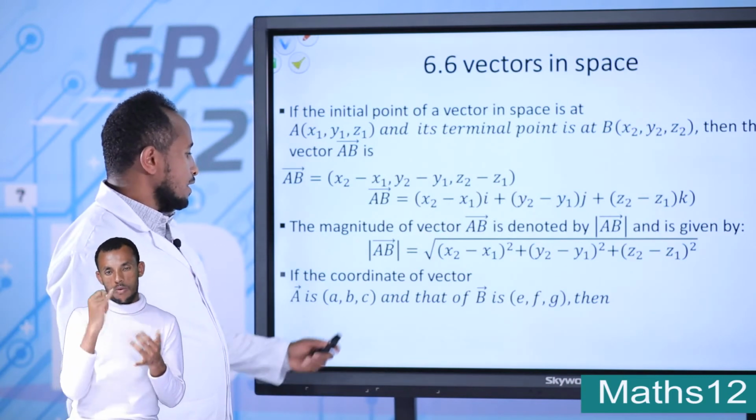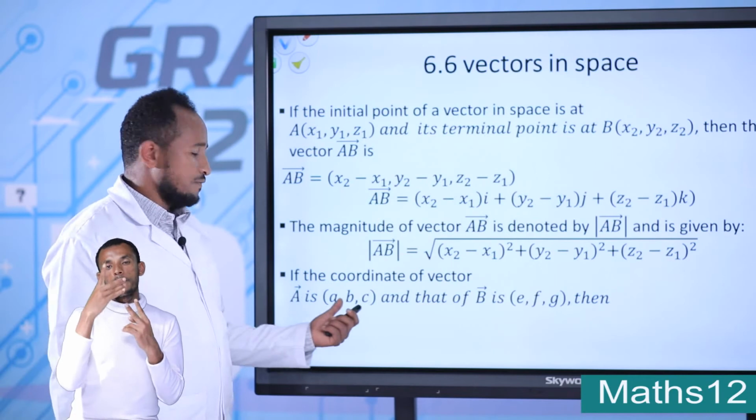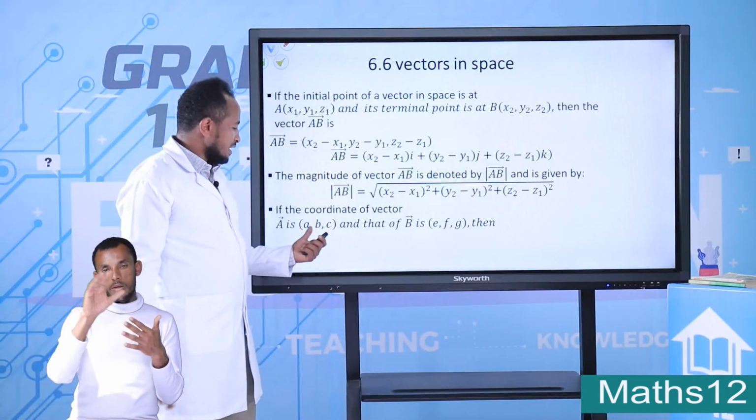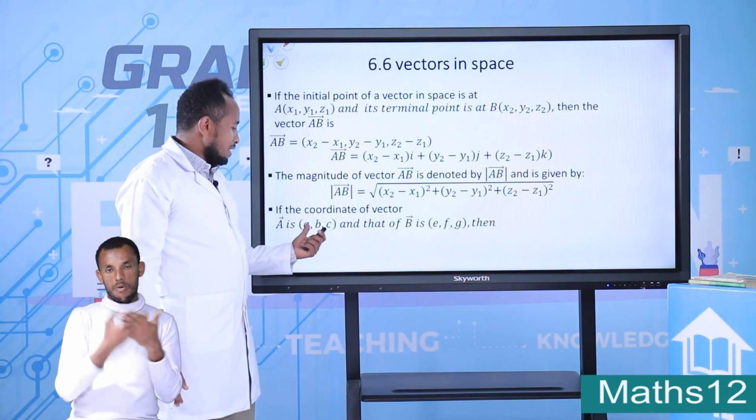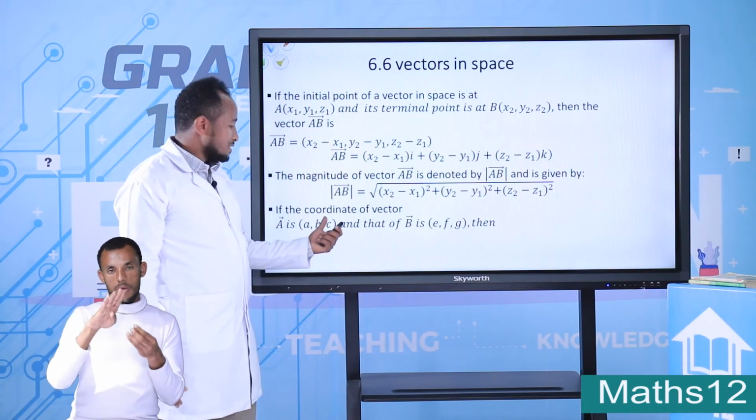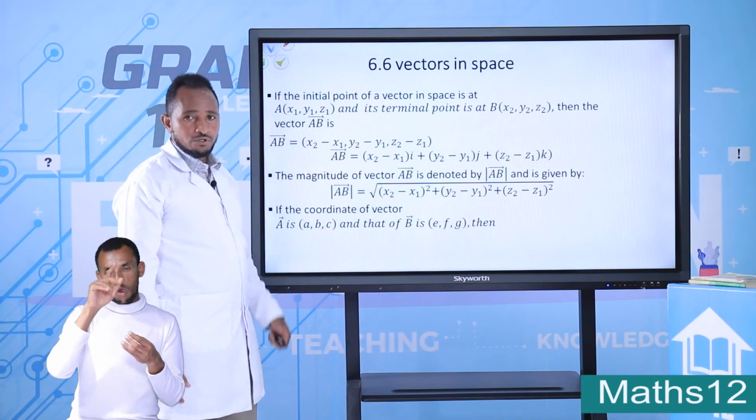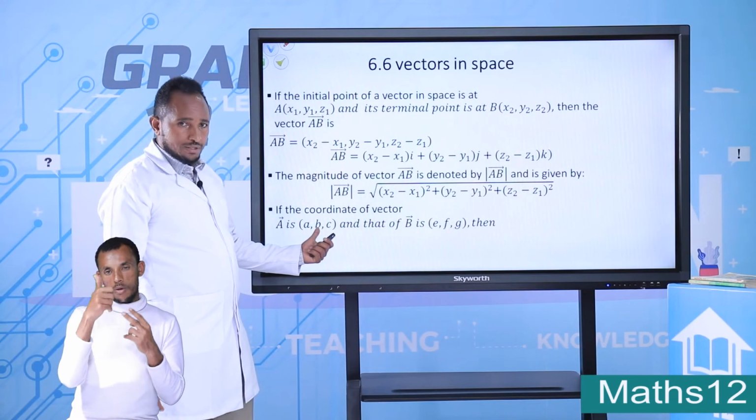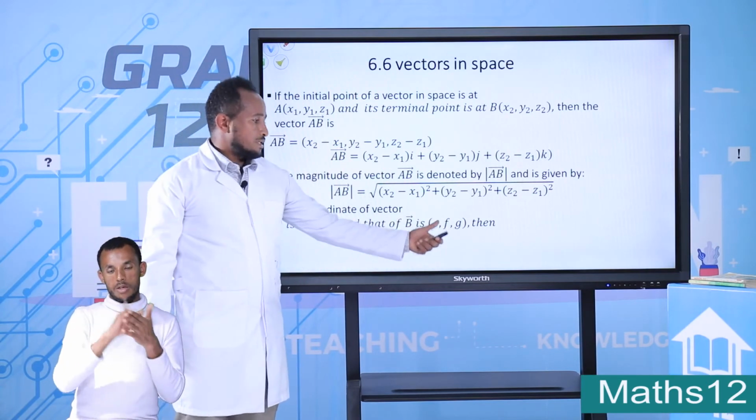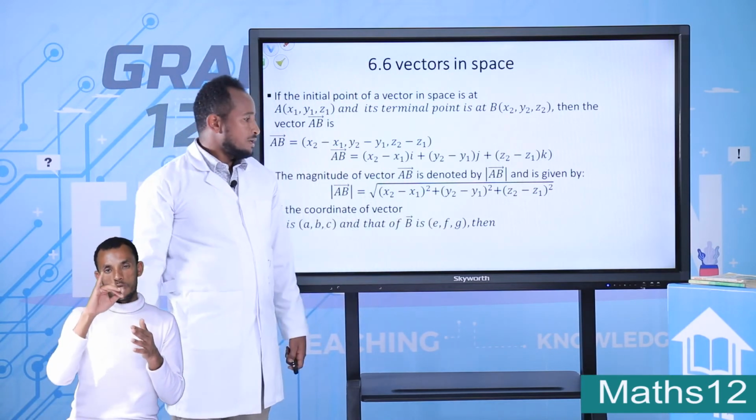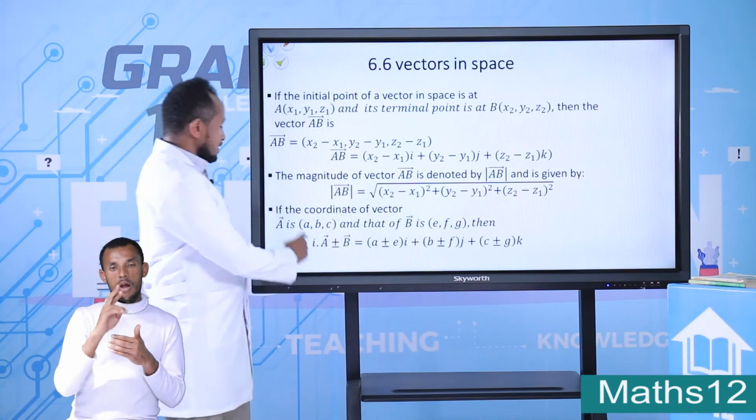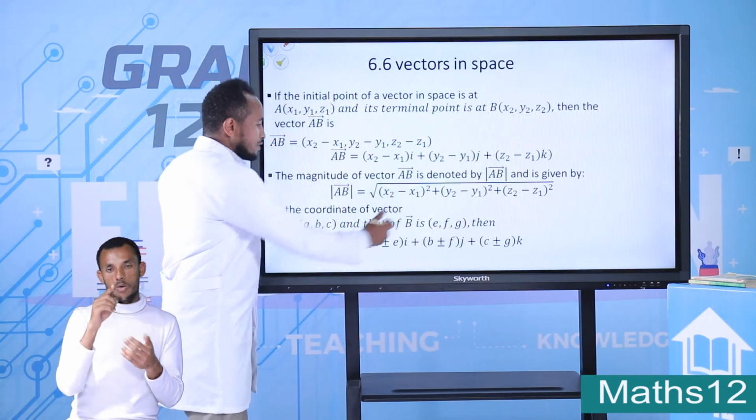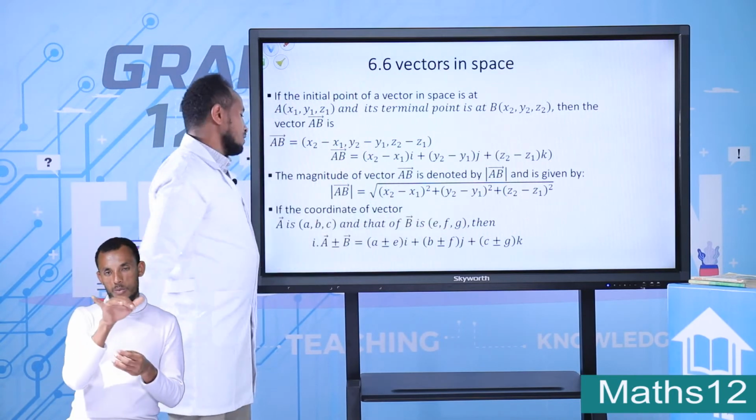Now, if vector A is given in the form (a, b, c), by the way, you can also write this as a in the i direction plus b in the j direction plus c in the k direction. So the coordinate vector of A is (a, b, c), and that of B is (e, f, g). If you are asked to find the sum of the two vectors, simply add their corresponding components.